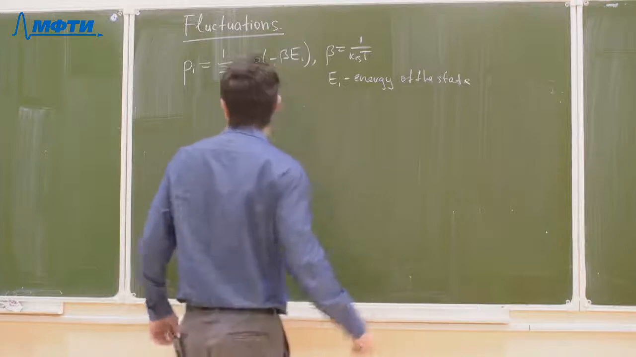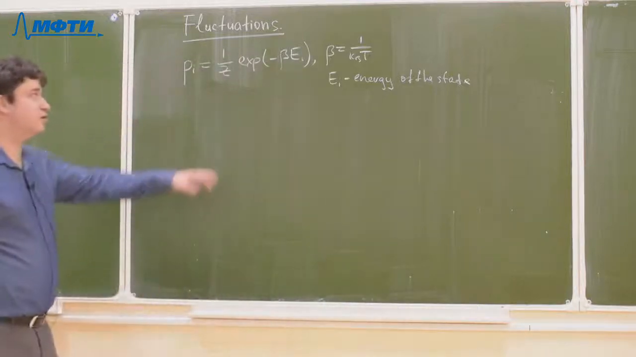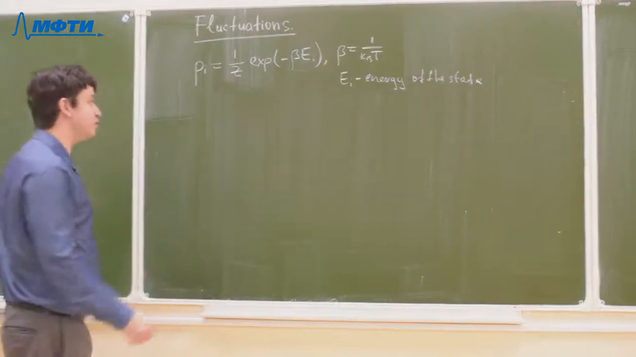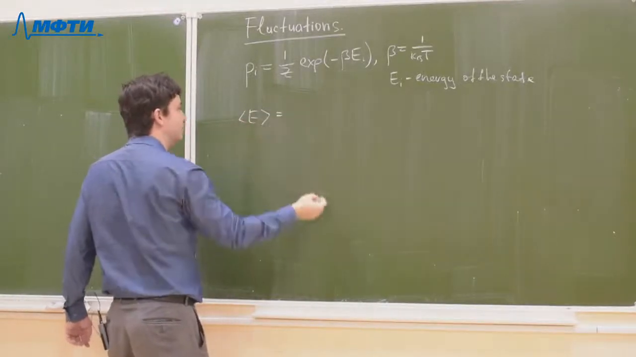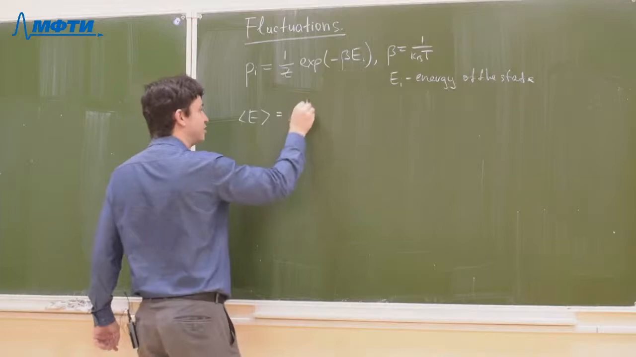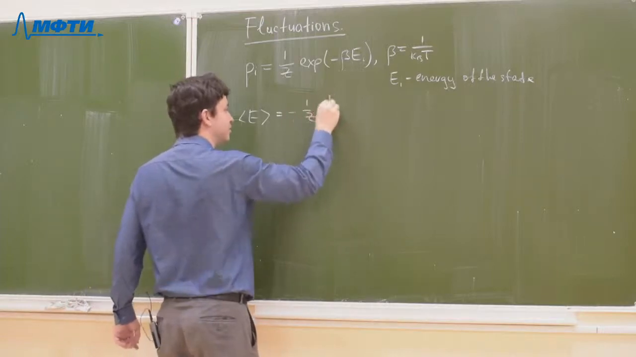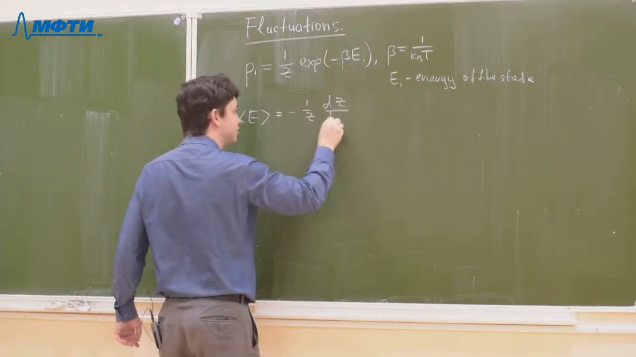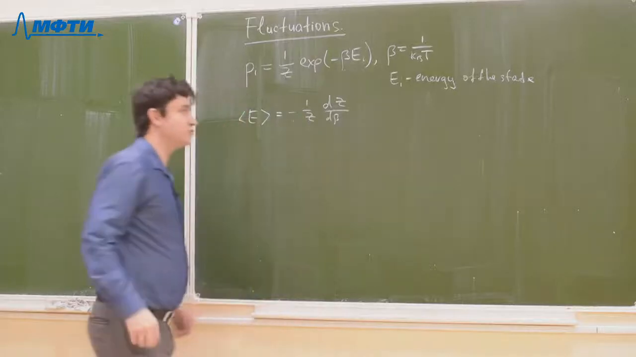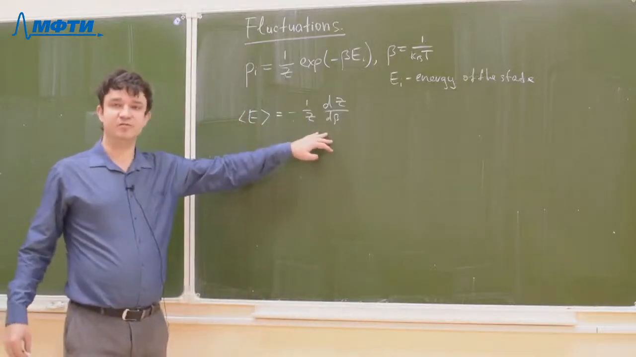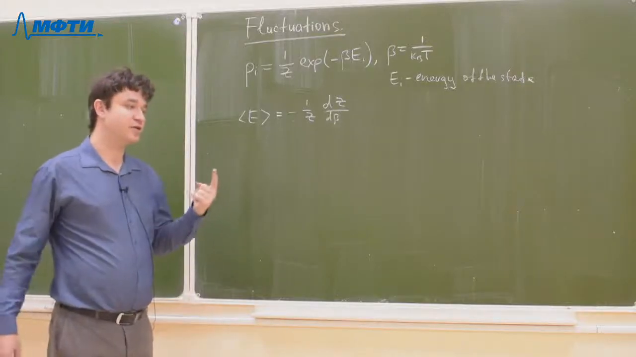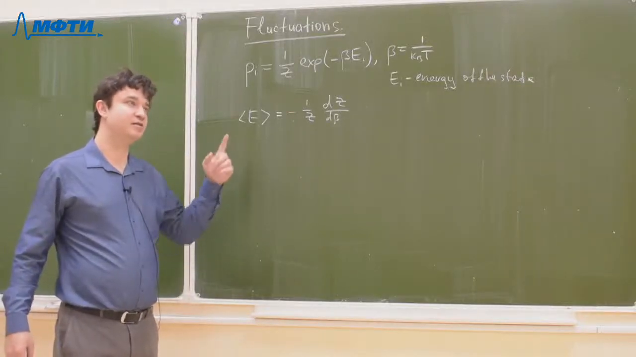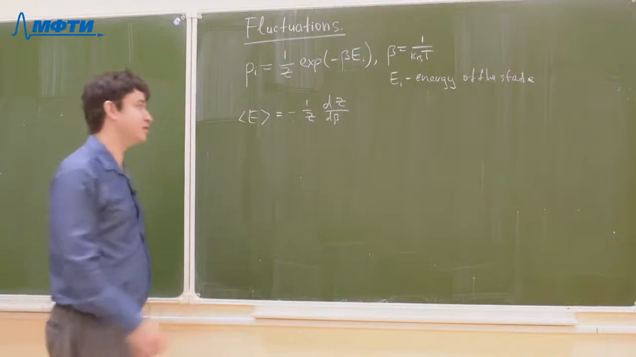Previously, we have used this Gibbs distribution in order to determine the average value of energy, and it can be given as minus 1 over z multiplied by the derivative dz over d beta. If you don't remember how this formula is derived, please refer to the previous lectures. I think the previous lecture has a derivation of this formula, and the lecture before that also has it.